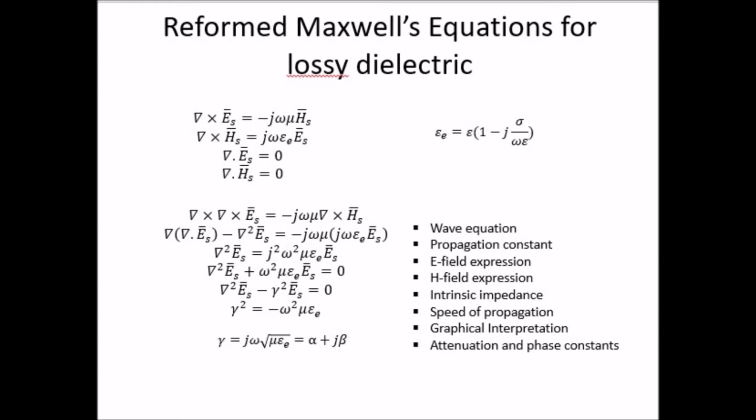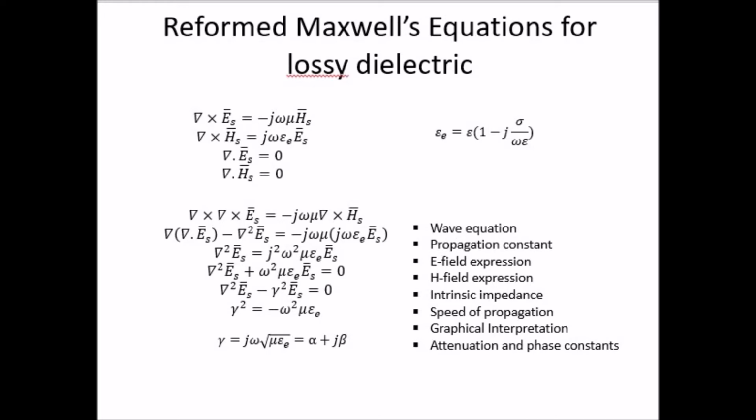Now expand the left hand side of the expression with a vector identity. Then we will get gradient of divergence of Es minus del squared Es is equal to j omega mu curl of Hs. Now we replace divergence of Es and curl of Hs from the other Maxwell's equations.